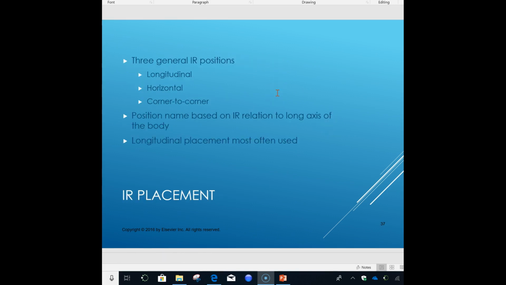And we already went over the quizzes, so no need to go over those. And then the 3 general IR positions: longitudinal, horizontal, corner to corner. We went over that. If you're doing a tib-fib, you're using corner to corner, so you try to get both joint spaces, the knee joint and the ankle joint, on one film. If you're not able to, then you need to take 2 different images. Make sure that you do include both joints.